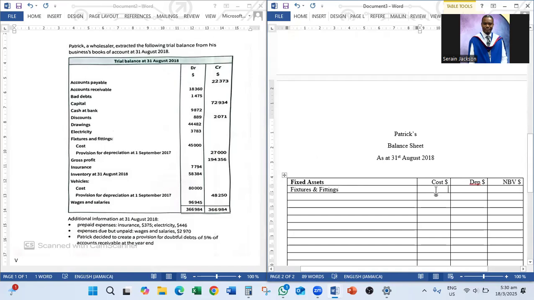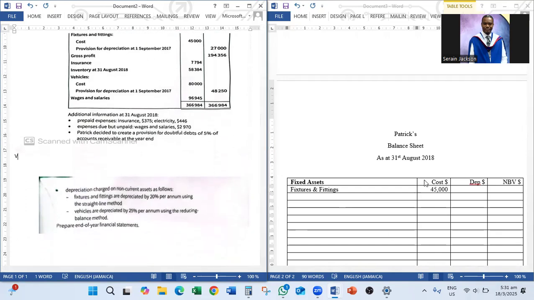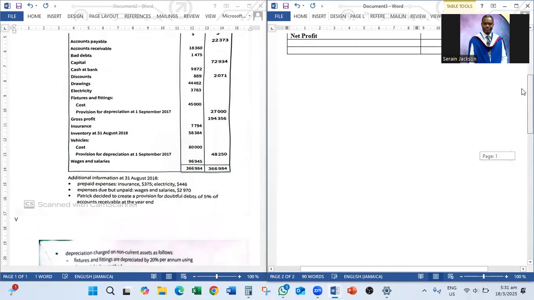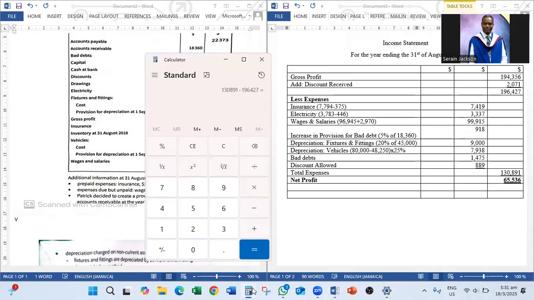Cost for fixtures and fittings, 45,000. Depreciation, and this is important now, guys. This is where we have to pause, because the depreciation that we're going to use must be calculated. It is the depreciation shown in the footnote and the depreciation shown in the trial balance. The depreciation in the trial balance is 27,000, and this is what we call the accumulated depreciation. The depreciation in the footnote, when we worked it out in the income statement for fixtures and fittings, is 9,000.